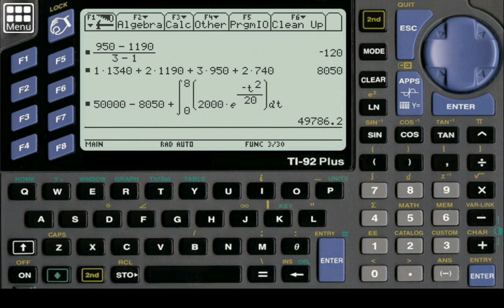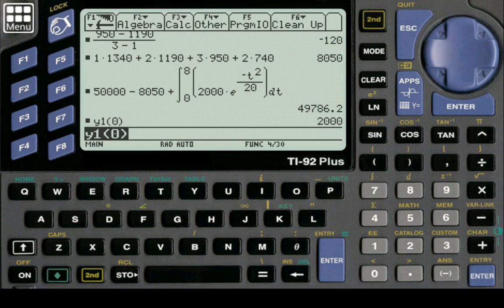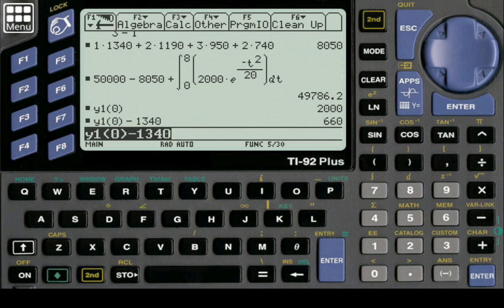So go back to the home screen, and let's find y1 of 0. It's been a while since I used an 89. Here we go, and exactly, it is 2,000. Because if you plug in 0 for t into 2,000 e to the negative t squared over 20, that's got to be it. So the maximum value is 2,000. That 2,000 minus the R max, R of 0, which was 1,340. So the maximum value of W minus R is 660.